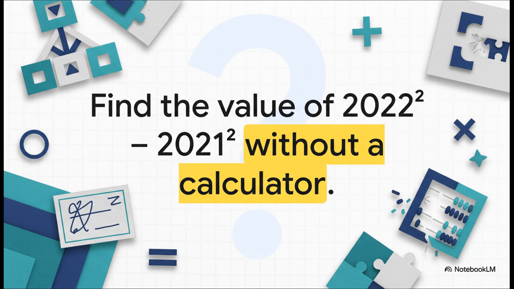All right, let's just jump right in with a challenge. Have a look at this problem. Without a calculator, what's 2022 squared minus 2021 squared? Now, you could try to do that by hand, but that sounds pretty tedious, right? What if I told you there's a super elegant way to solve this in like under 10 seconds? Yep, stick with me and we'll figure it out together.